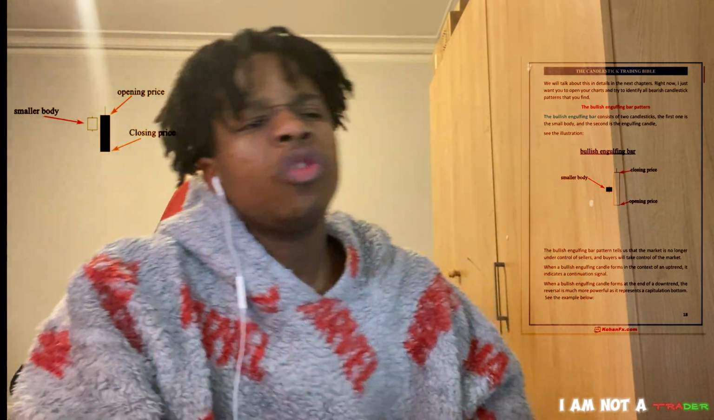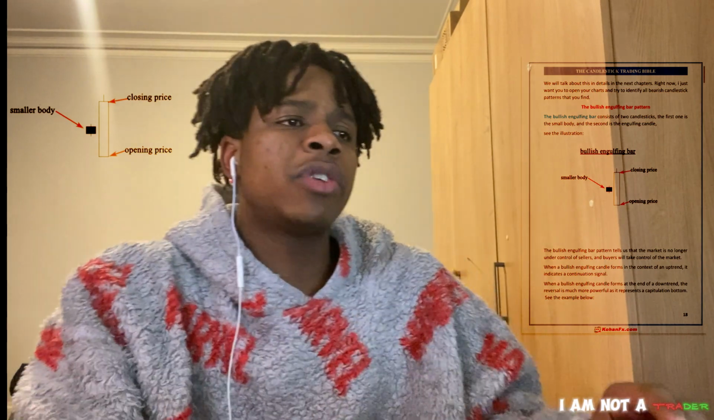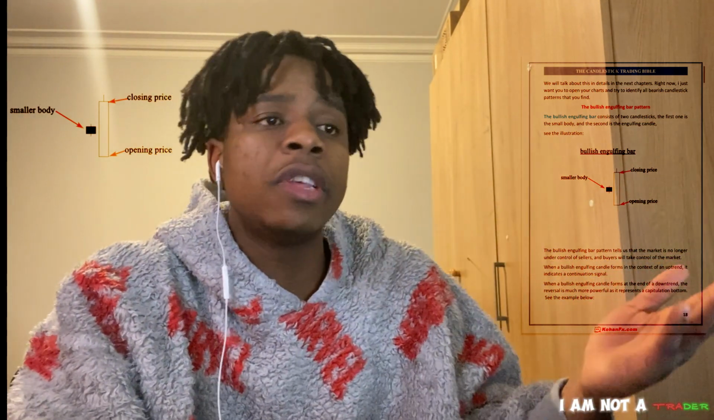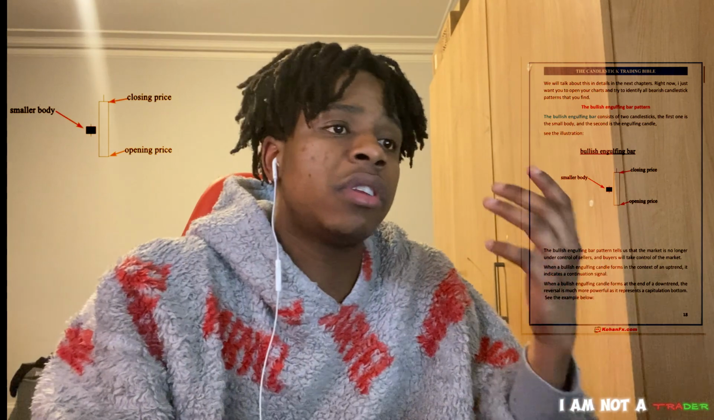So, opposite with the bullish engulfing bar. The bullish engulfing bar consists of two candlesticks. The first one is a small body and the second one is an engulfing candle.